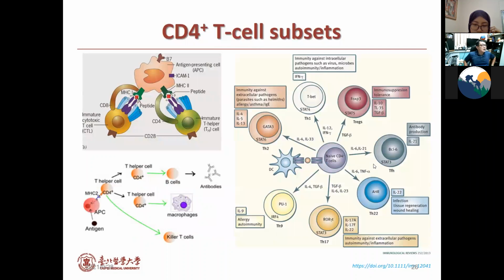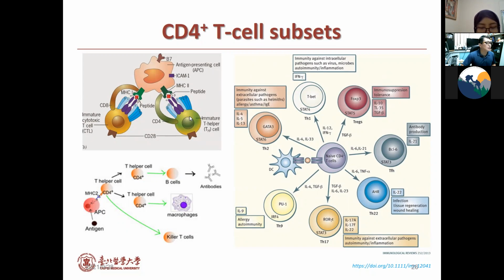Now let's look at CD4 T cells here. This is a very important chart. Here is the antigen presenting cell, and it shows the antigen presented on MHC class 2. Then MHC class 2 is recognized by the TCR receptor and also by CD4 for confirmation.